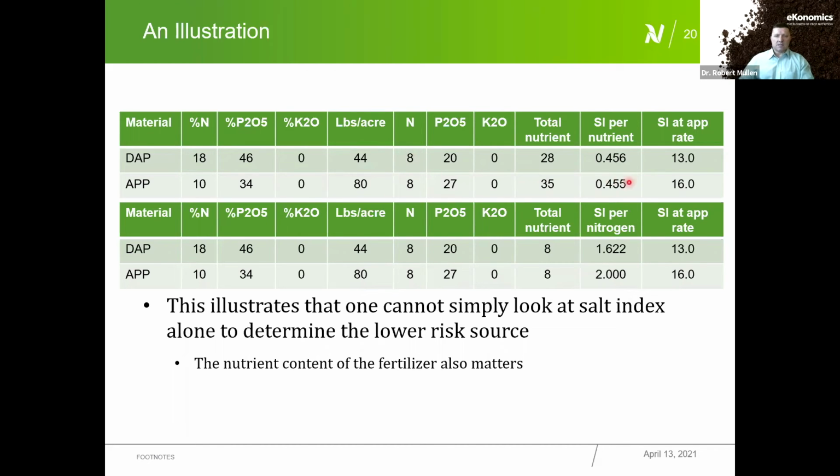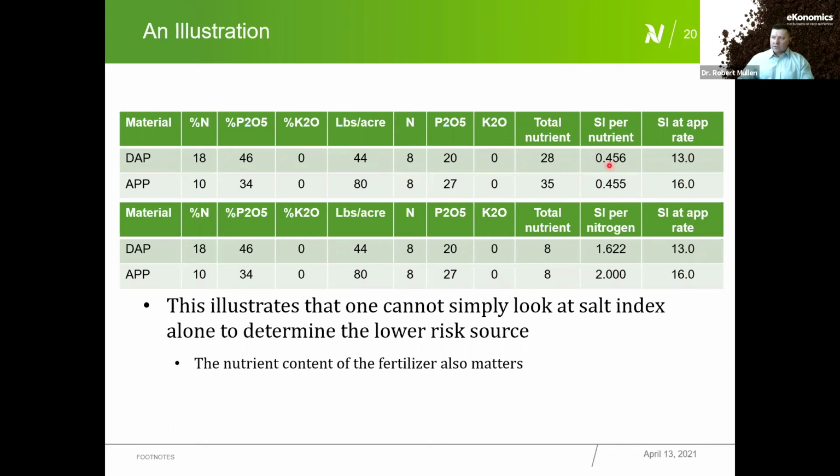You have to do this math to do that. This illustration, all of the math is the same. You notice everything is the same. The only difference is instead of the total nutrient, which was 28 and 35, now it's just 8 and 8 because I'm only accounting for the nitrogen. I have to do new math to come up with this partial salt index. Notice these numbers are dramatically different. This is very easy to calculate, but the solution at the end of the day, you're getting the same answer.